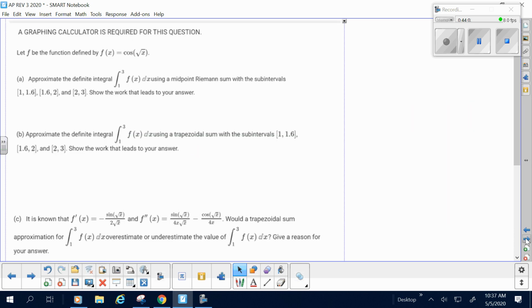Try this one. You may use a graphing calculator. Feel free to take about 15 minutes, and we'll go over it in a second.